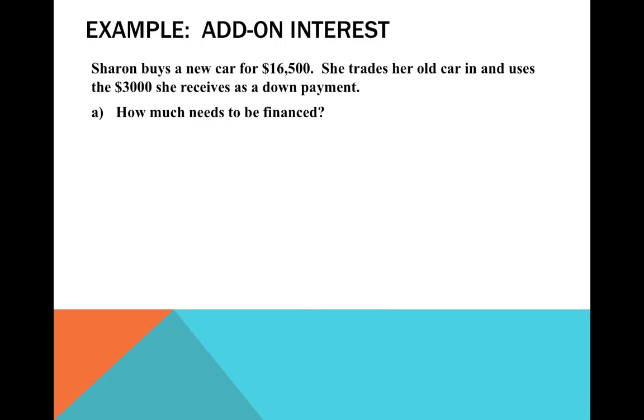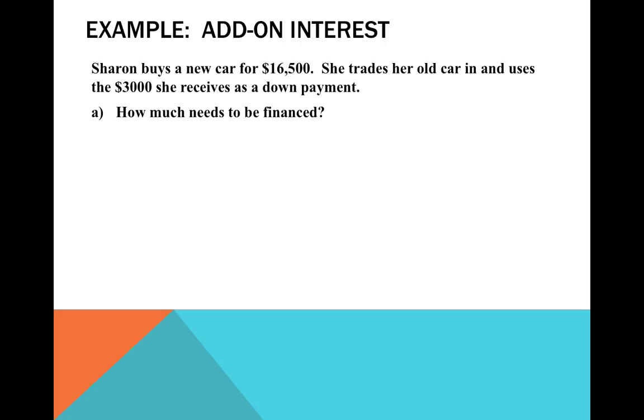So here's an example. Sharon's going to buy a new car for $16,500. She trades her old car in and uses the $3,000 she receives as a down payment. Some of our problems are going to ask different parts. My particular problem I'm going to work will ask each part of a problem. So you might see some homework where they only ask parts A and B or only C and D. I just want to be thorough and answer all the questions.